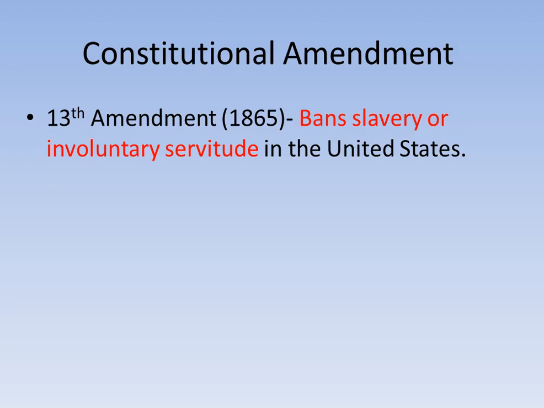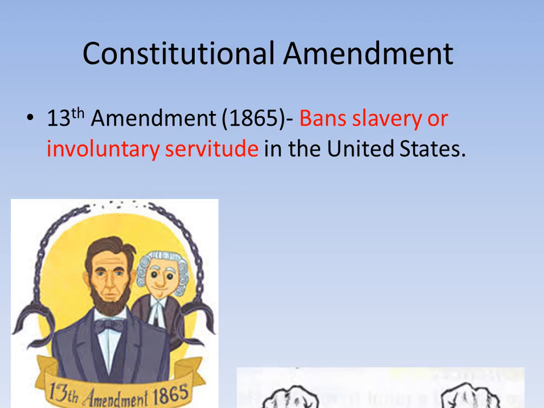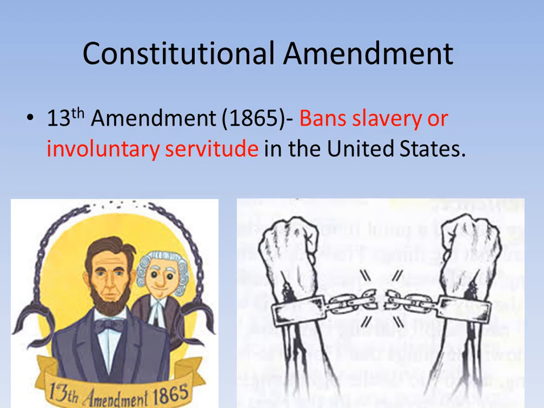And one of the constitutional amendments that starts Reconstruction is the 13th Amendment, passed in 1865. And that's going to ban slavery or involuntary servitude in the United States. So here are these two pictures, the breaking the chains of slavery attributed to Abraham Lincoln.